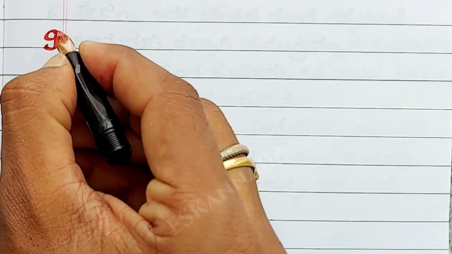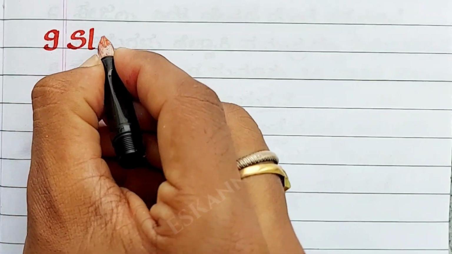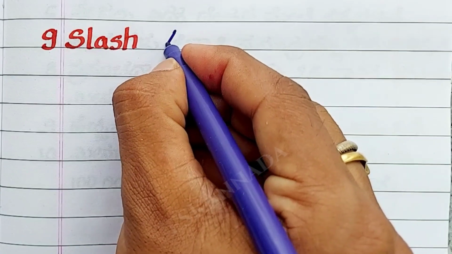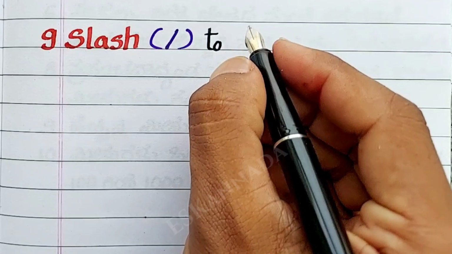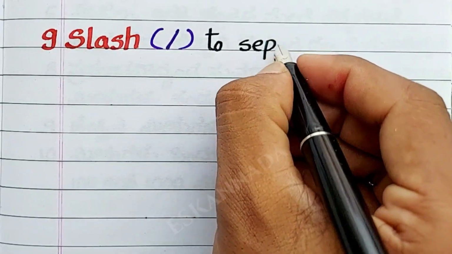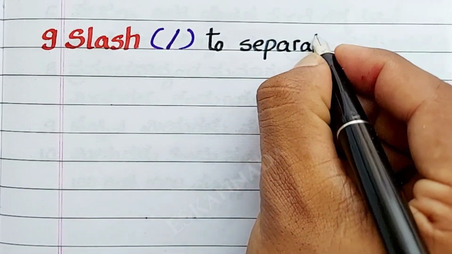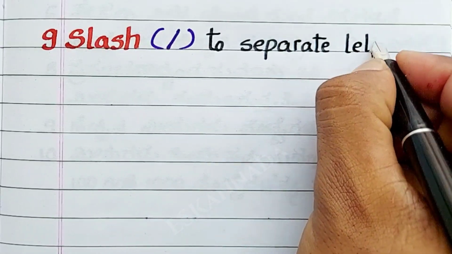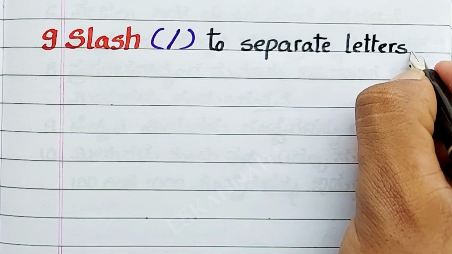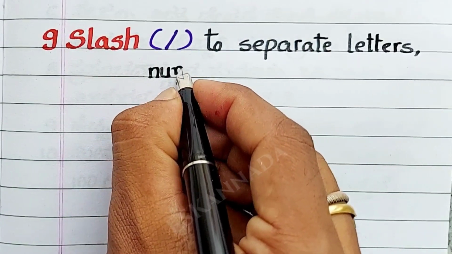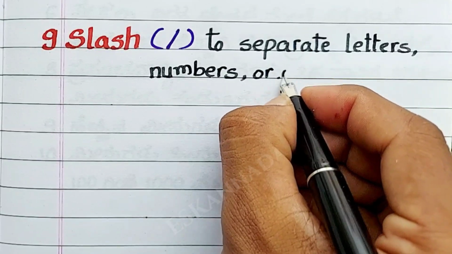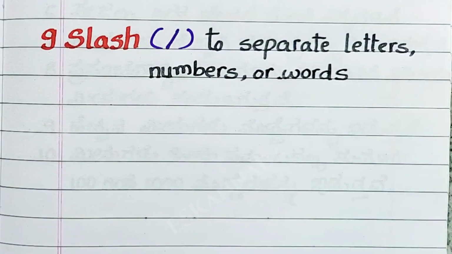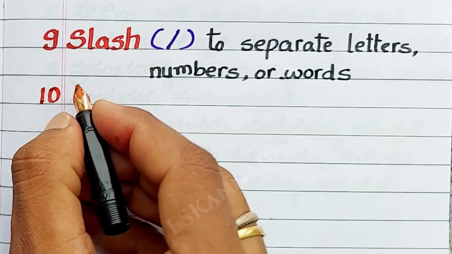Ninth one, slash. Its symbol looks like this. It's used to separate letters, numbers or words.